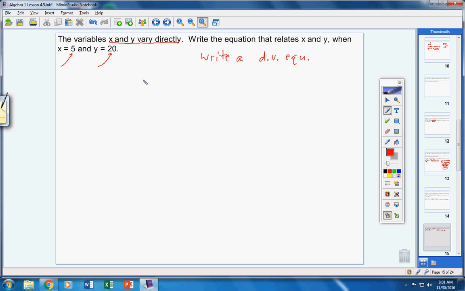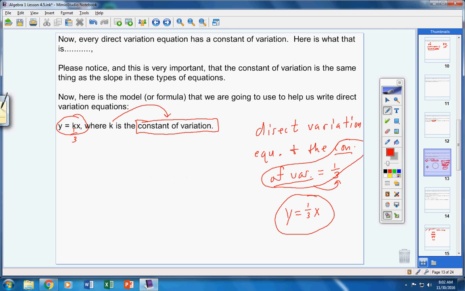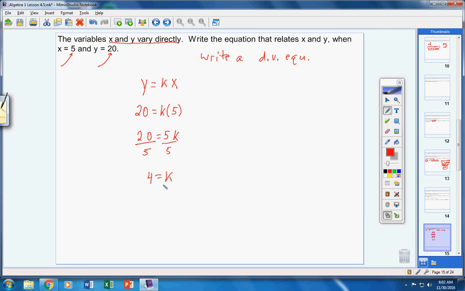Well, Mr. Aaron, how do you do that? Very simple. Remember the formula I gave you guys? Write this down, please. There's the formula I gave you. Can we not find K very, very quickly? Where the y is, I'm going to put 20. Where the x is, I'm going to put what? 5. So 5 times K times 5 is the same thing as 5K. Oh my goodness, it's so easy to divide both sides by 5. And what's your constant of variation? 4. Remember, K stands for your constant of variation, alright? So I solve for K.